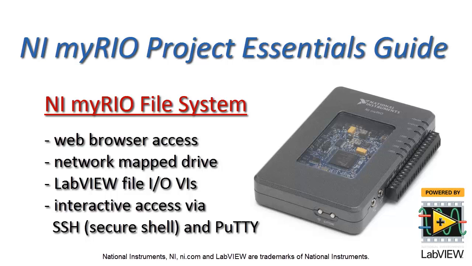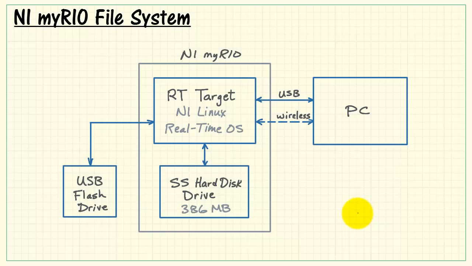Now I'd like to introduce you to the NI myRIO file system. We'll take a look at 4 different access methods, including the web browser, via a network mapped drive, using the LabVIEW File I/O VIs, and then also interactive access via secure shell.